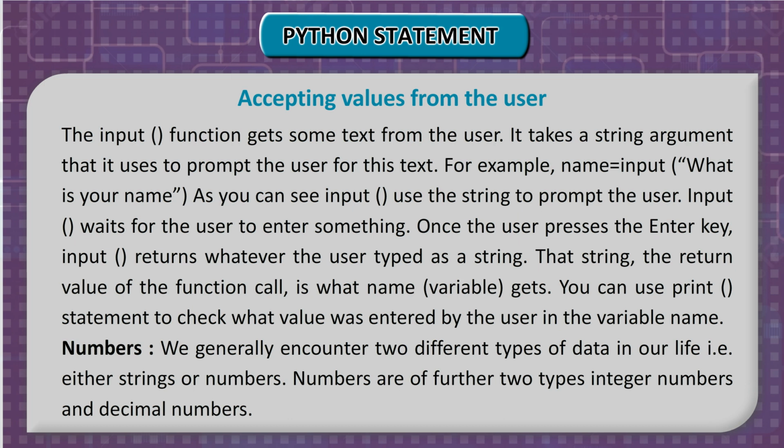Input waits for the user to enter something. Once the user presses the enter key, input returns whatever the user typed as a string. That string, the return value of the function call, is what the name variable gets. You can use a print statement to check what value was entered by the user in the variable name.